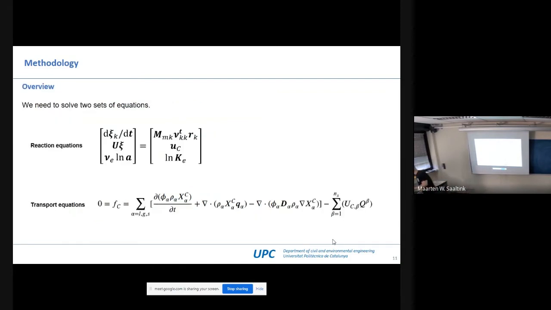Now let's go to the overview of this reactive transport system. It is divided into two parts. The first part is the reaction without transport, and the second part is the transport without reaction. Now we will see how to couple or decouple these two parts.